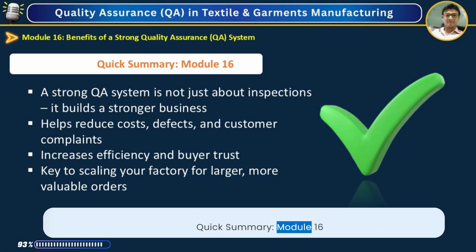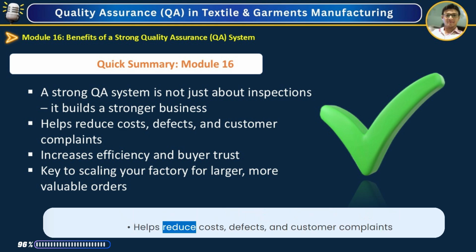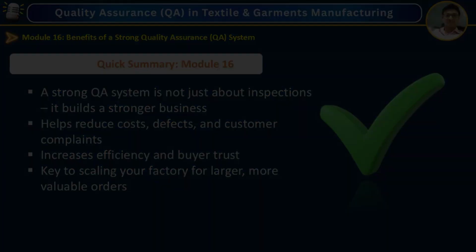Quick summary: Module 16. A strong QA system is not just about inspections, it builds a stronger business. Helps reduce costs, defects, and customer complaints. Increases efficiency and buyer trust. Key to scaling your factory for larger, more valuable orders.